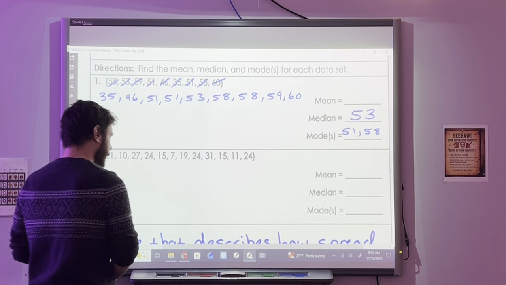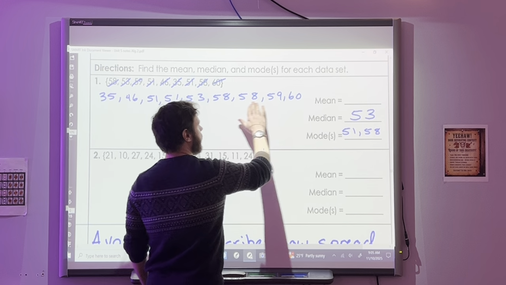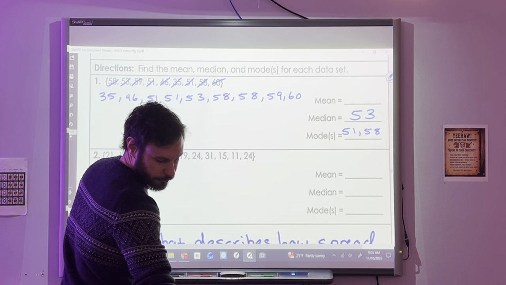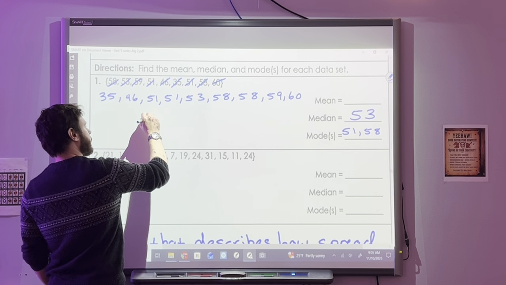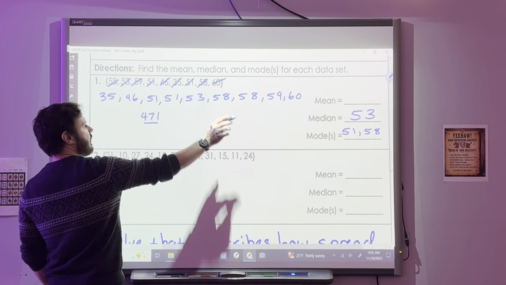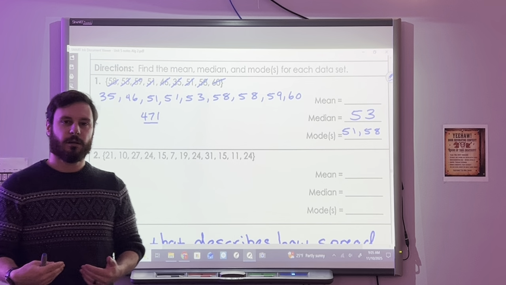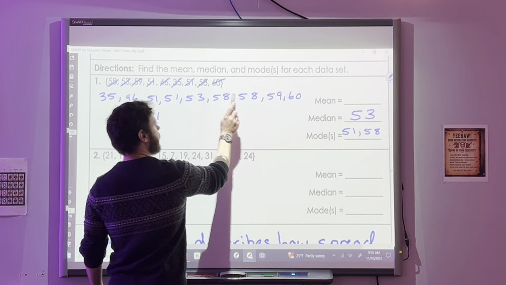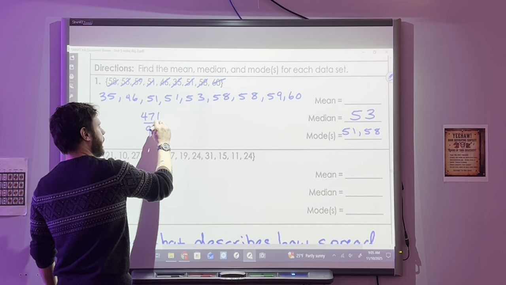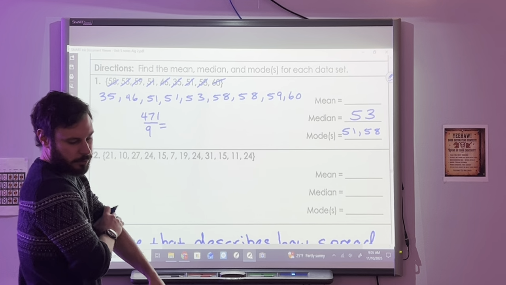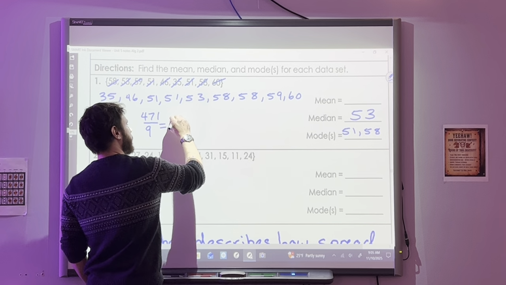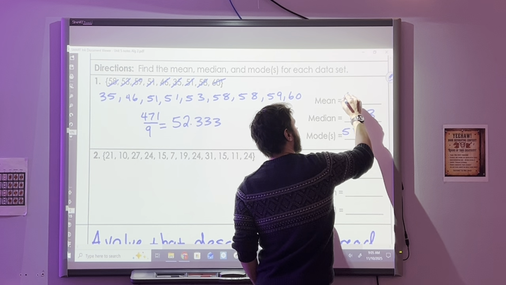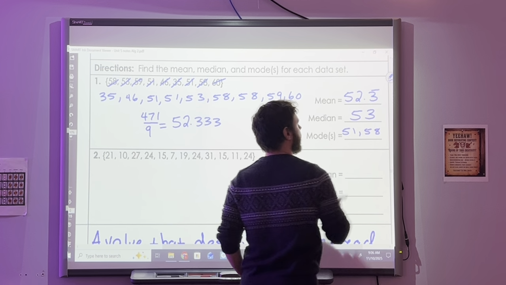All right, now the mean. We need to add it all together. And I did that before, and it was 471. If I add all this together, I get that. And now we just need to divide it by how many data values we have in the first place. Like 1, 2, 3, 4, 5, 6, 7, 8, 9. I got 9. And I figure out that the mean of this set is 52.333333. So we can write 52.3 repeating.